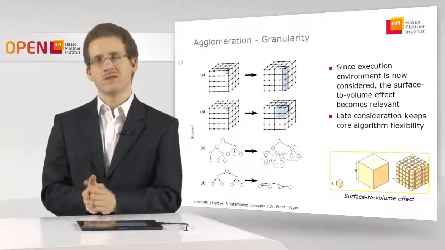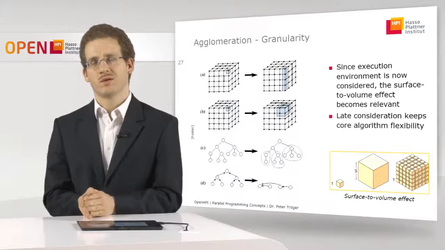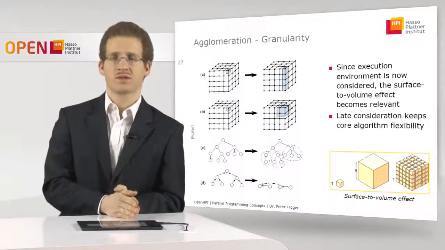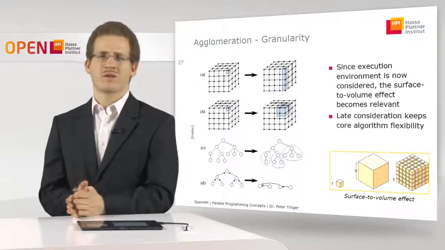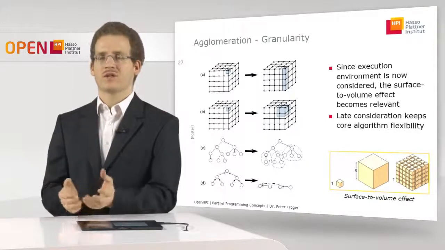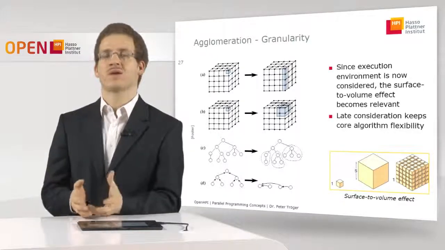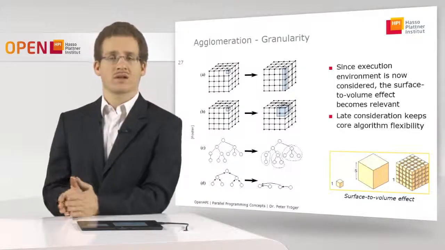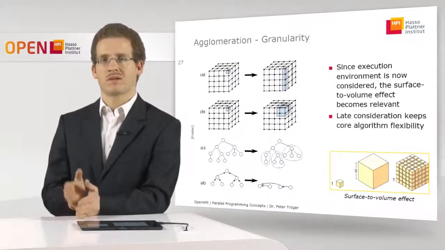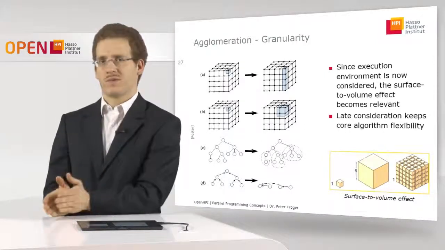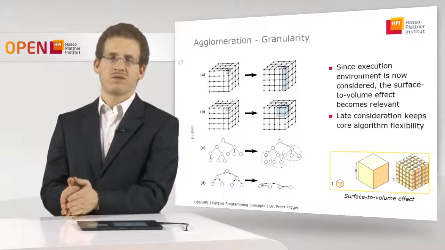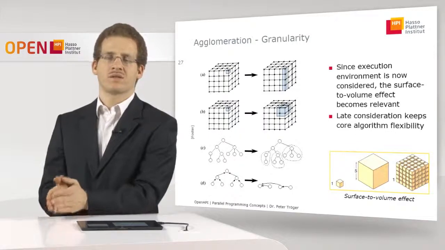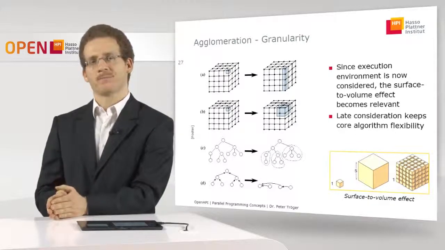So we need to decide, we need to balance between coarse granularity, which reduces the communication overhead, and fine granularity, where we have better chances to exploit existing parallelism in the hardware. And this must be done according to a particular execution environment. So this can't be done in an abstract way. Therefore, it's step number 3. You can only do that if you know what kind of execution environment you're targeting.